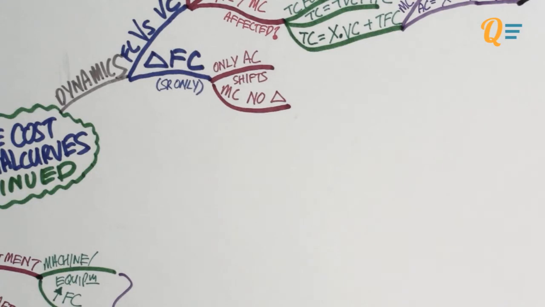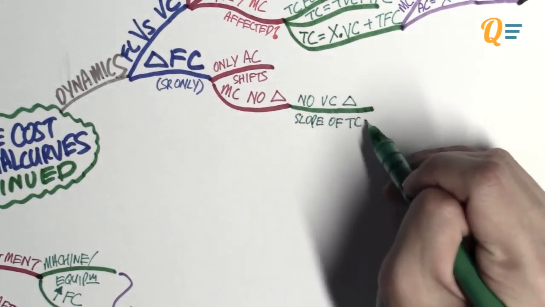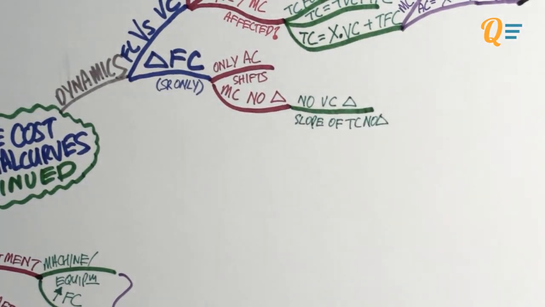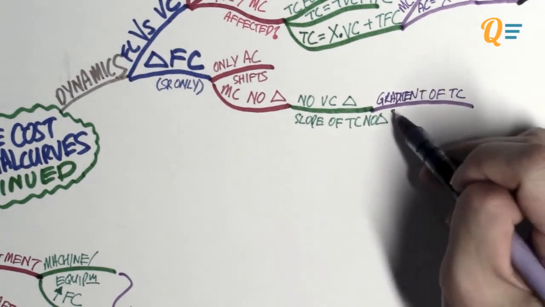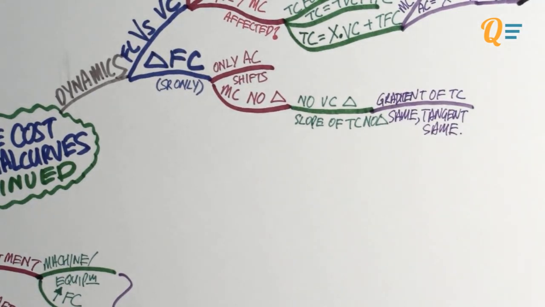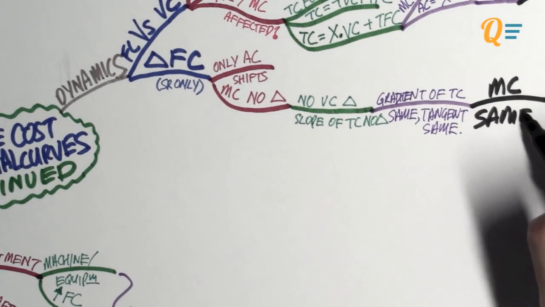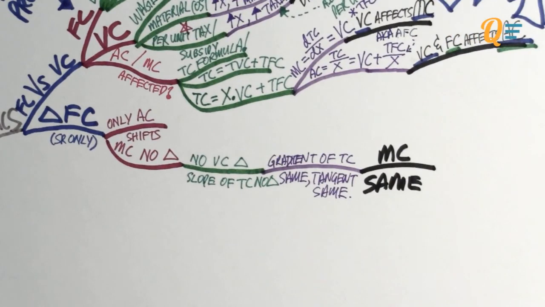Now, let's think about it. Why is it that your MC doesn't change? Well, that's because when there is no variable cost change, this means that the slope of the total cost curve has got no change as well. And when the slope of the total cost curve has got no change, what this means is that the gradient of the total cost curve is the same. And that also means the tangent is the same. So when the tangent is the same, you should come to the conclusion that your marginal cost is the same. Therefore, marginal cost, there's no change. So let's look at how the average cost curve is going to shift.